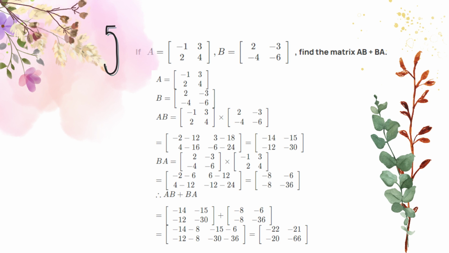Therefore, AB plus BA is equal to -14, -15, -12, -30 plus -8, -6, -8, -36. That is -14 - 8, -15 - 6, -12 - 8, and -30 - 36. The final answer is -22, -21, -20, and -66.